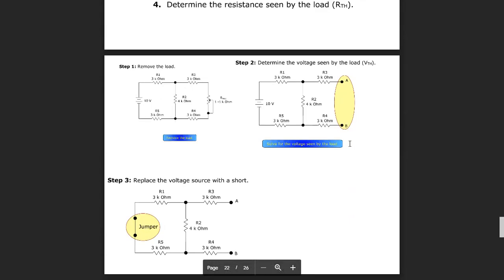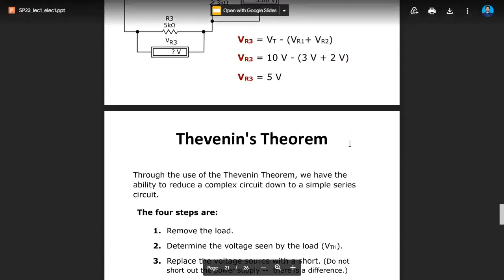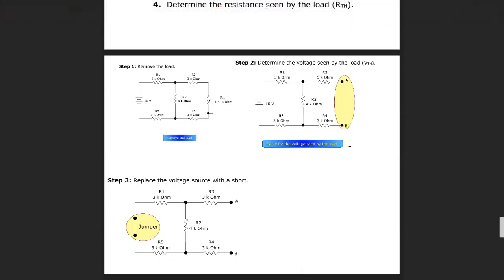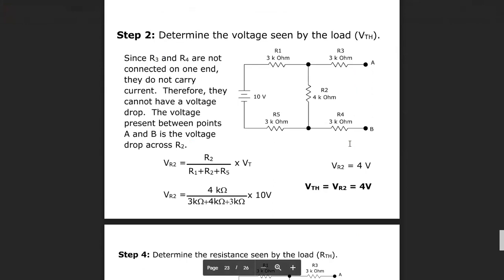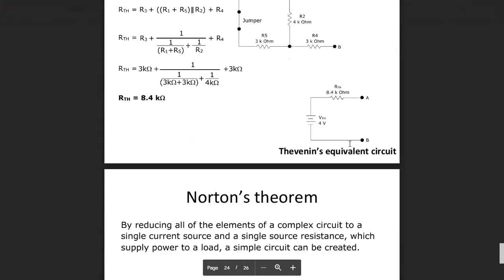These are the steps in which we have to remove the load, then find the VOC or V Thevenin, and then R Thevenin. And this is an example solved for that. You can go through it.